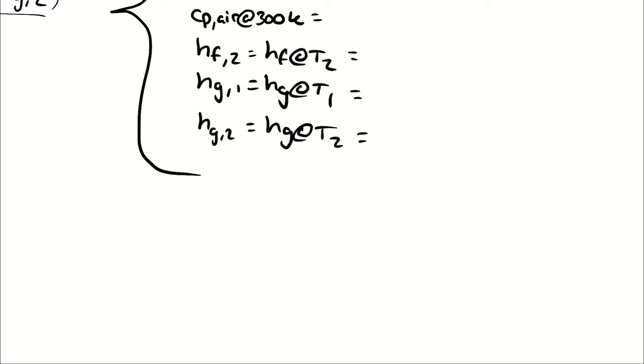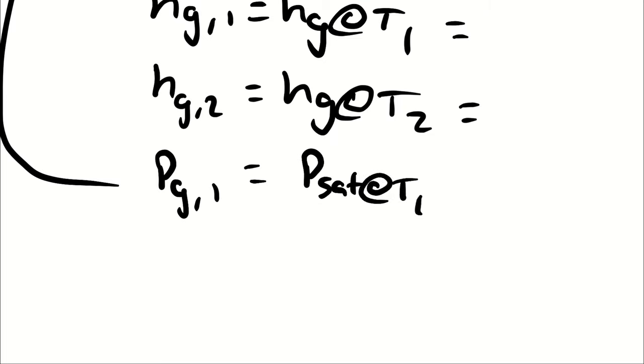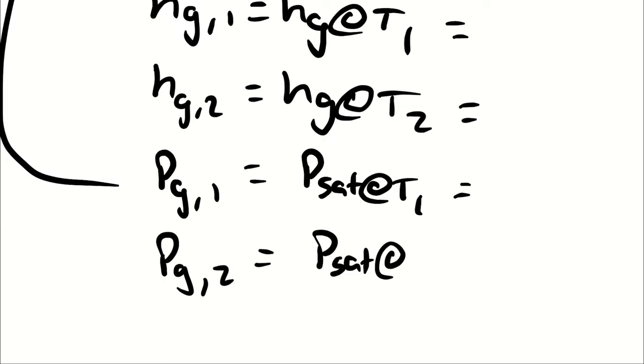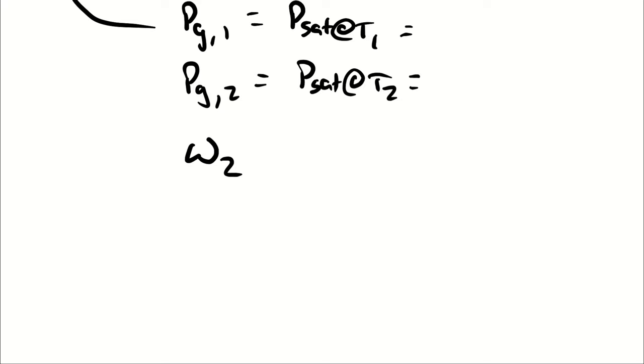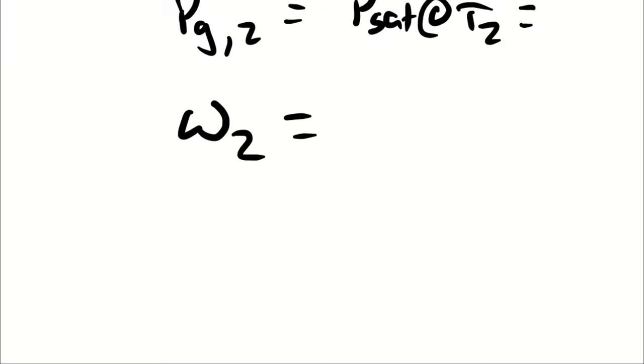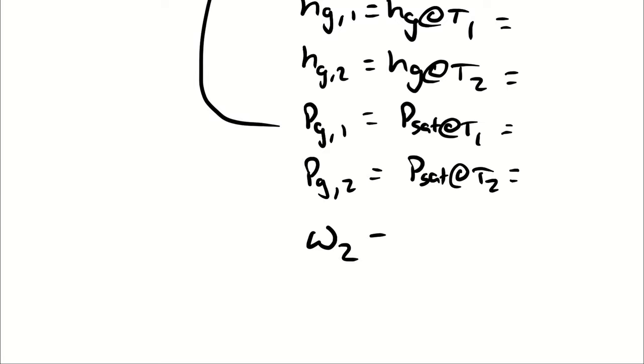And while we're here, we're also going to need some saturation pressures. Let's look up both of them. It'd be Psat at T1, and then Psat at T2. And from these quantities, we can calculate omega 2, which is what the humidity ratio would be at the wet bulb conditions, which aren't actually the conditions of the air, but are useful for plugging back into this equation to come up with the actual humidity ratio of the actual air in the room. I cannot underline that enough.